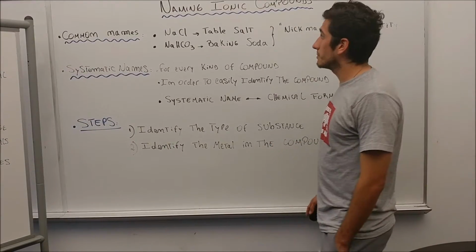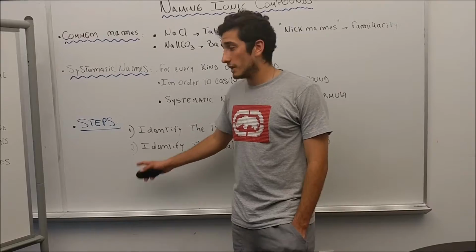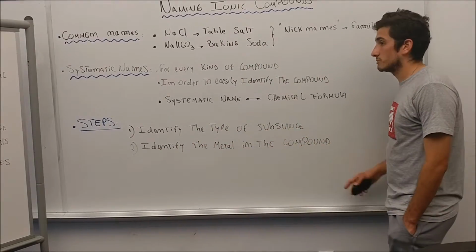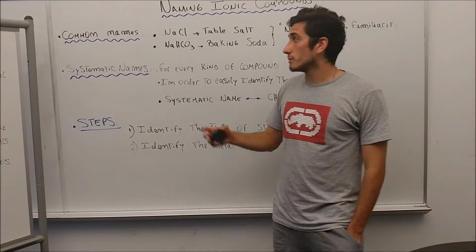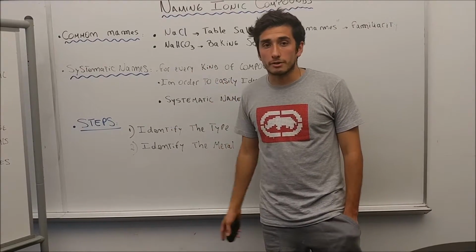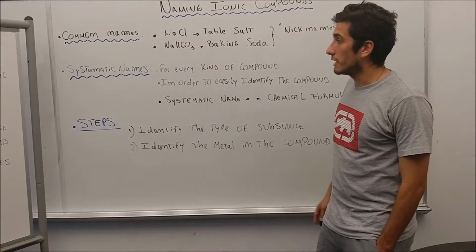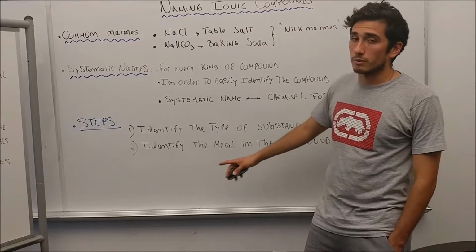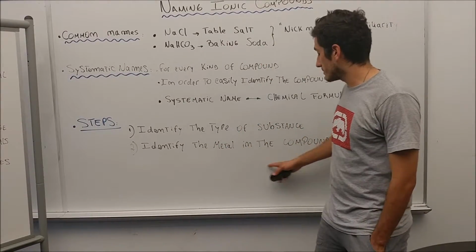So the second step in naming the ionic compound is to identify the metal in the compound. We already know that we are talking about an ionic compound because we are working with table salt. So now what we have to do is identify the metal in the compound.